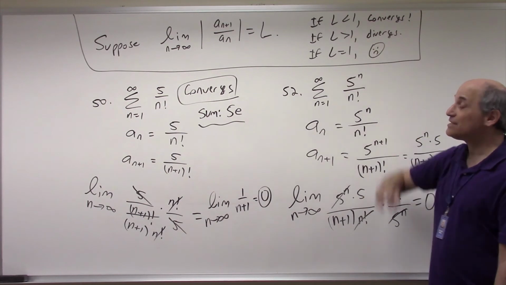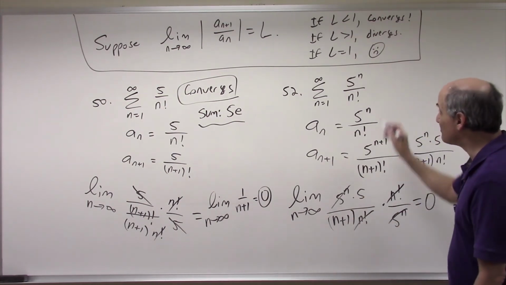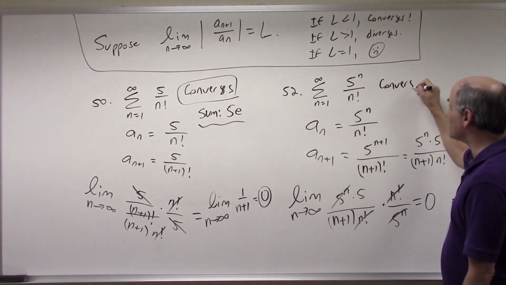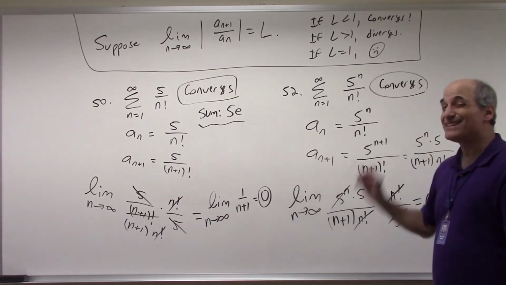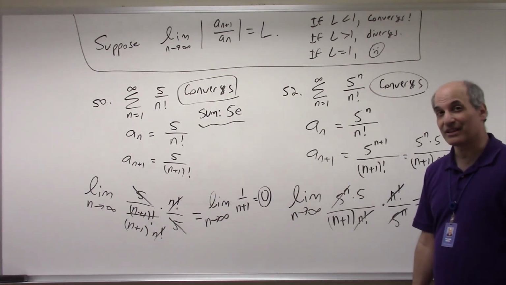My limit happens to be less than 1. So once again, this series converges. But in this case, we don't know necessarily what the sum is.